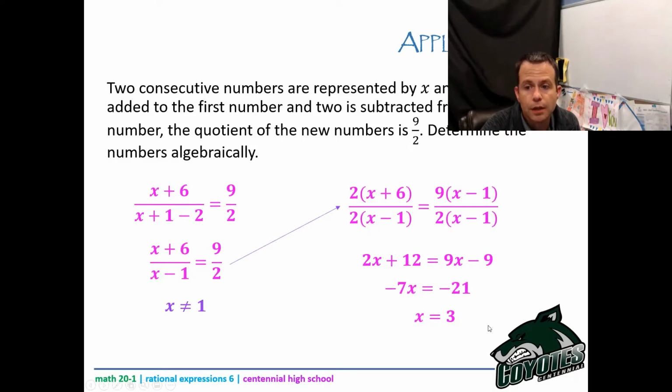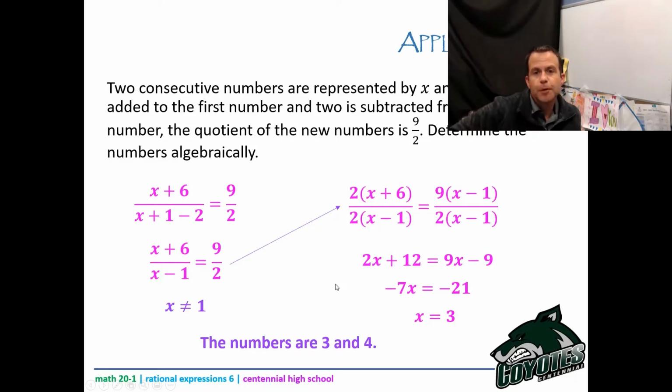So x is 3. Now you've got to make sure you answer the question. The question was determine the numbers. Okay, so my original numbers were x and x plus 1. So I've got 3 and 4. Okay, so the two numbers are 3 and 4.